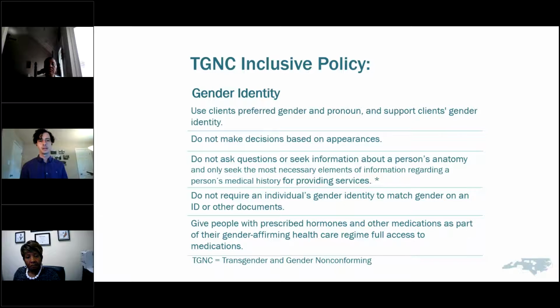And that you absolutely make sure that, if people have prescribed hormones or other medications as part of their gender-affirming health care, you give them full access to those medications.